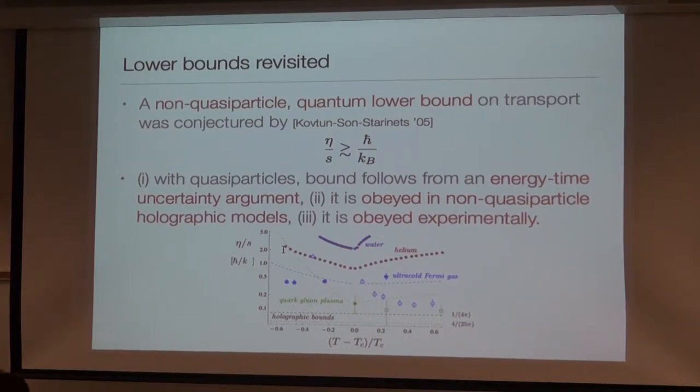So, on the space of all theories, here's the coupling constant. So here's weak coupling. So these are the quasi-particle materials, or quasi-particle theories. So here you can use the Boltzmann equation, and here you can calculate it over S, and you'll see that it has to be much bigger than this bound.